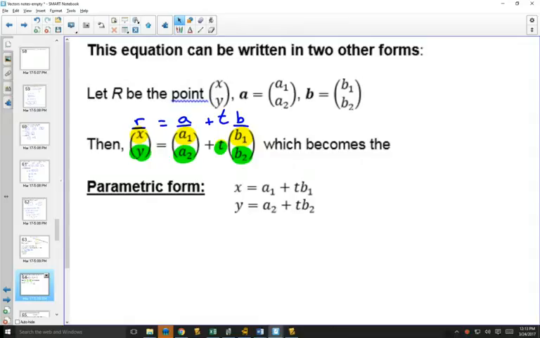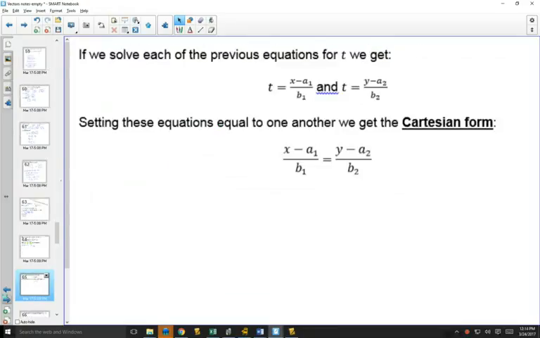The last form is if you take the parametric forms and you rearrange them to solve for t. So I would subtract a1, then divide by b1, or subtract a2 and divide by b2. Since I solved for t in both of those, I could equate those 2 equations, and this is called the Cartesian form of the line. Each of these forms is going to be helpful.